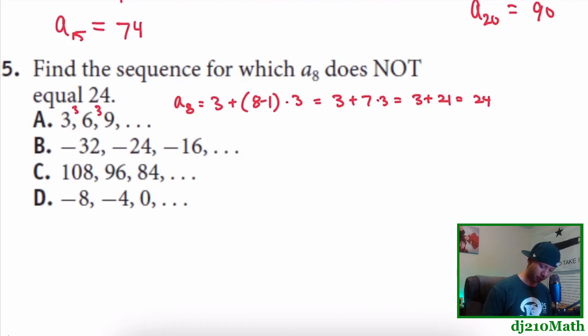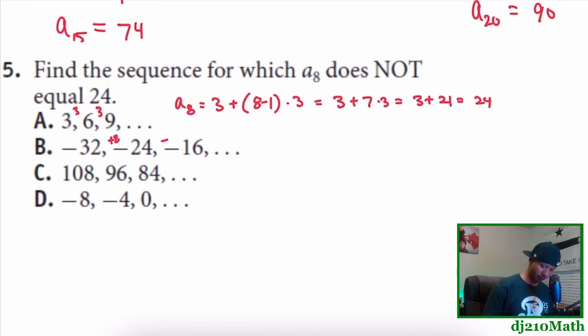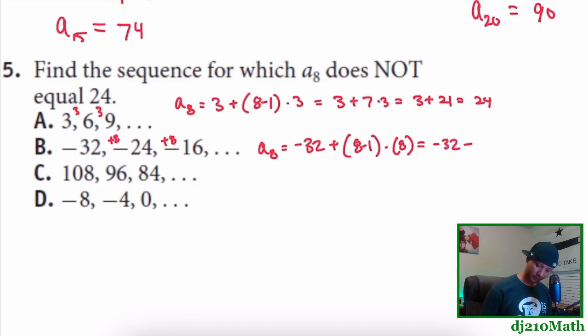So negative 32 to negative 24. So we're adding how much? 8. So we're adding 8. So A sub 8 is equal to negative 32 plus 8 minus 1 times 8. So this is going to be negative 32 plus 7 times 8, which is 56. And that's going to be 24. So B equals 24 also.